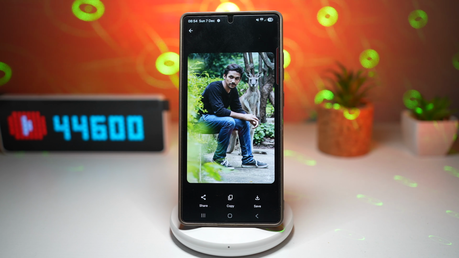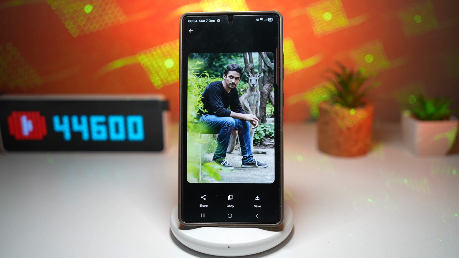So there you go guys, that is how to add someone or something to your image on your Samsung Galaxy device using Nano Banana.